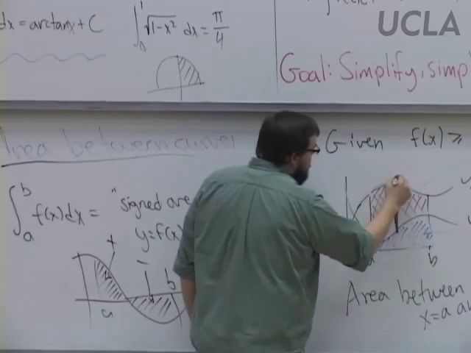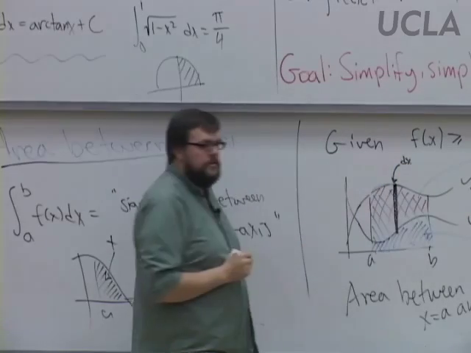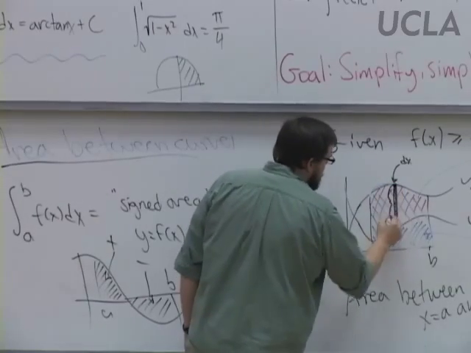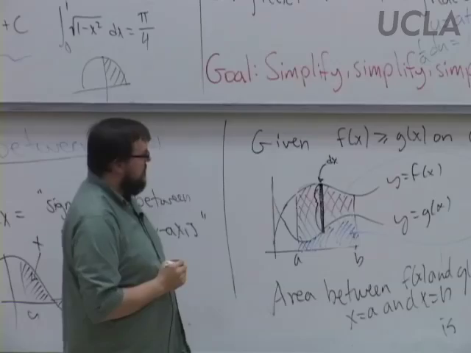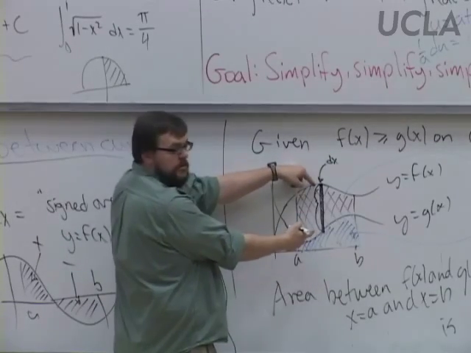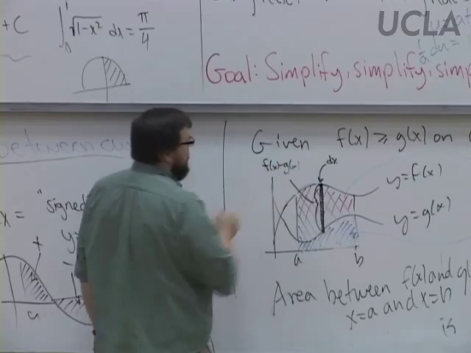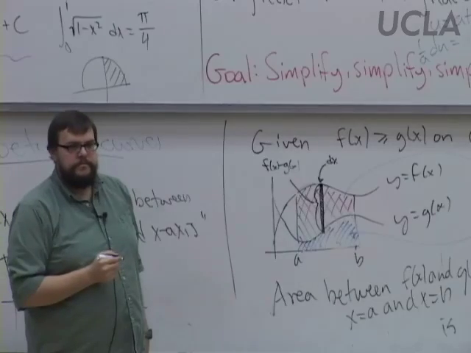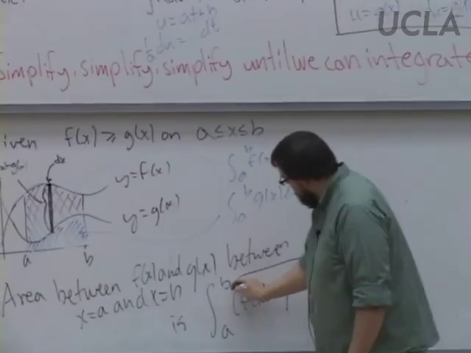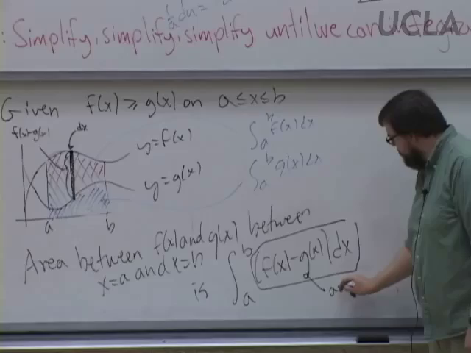Well, if it's a little tiny rectangle, I have a width. In this case, it's dx. I also have a height, which is this length here. Well, what's the height? It's the difference between the two curves. So the height is f of x minus g of x. So if I come to this integral, which I'm starting to write diagonally, I notice, this is the area of a tiny vertical slice.